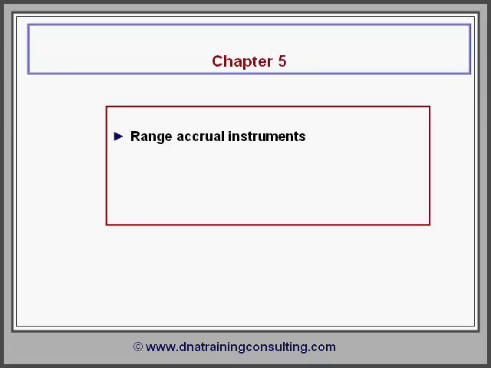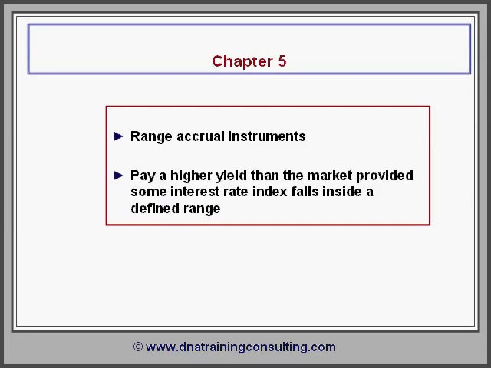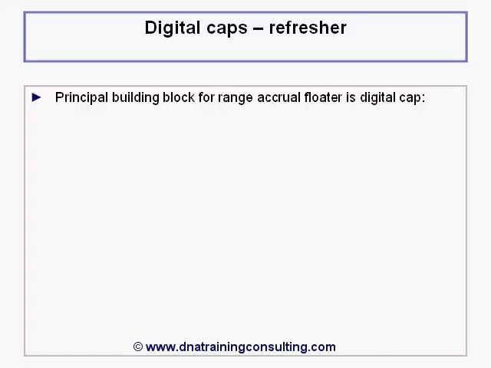This chapter 5 introduces range accrual instruments, which pay a higher yield than the market rate, provided some interest rate index falls inside a defined range. The principal building block for constructing a range accrual floater is the digital cap, which was discussed extensively in our module on interest rate options, an important prerequisite to this module.